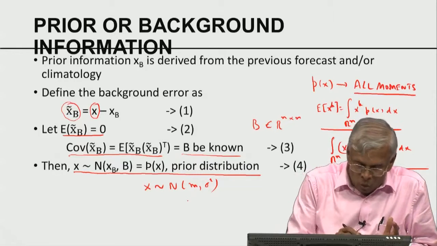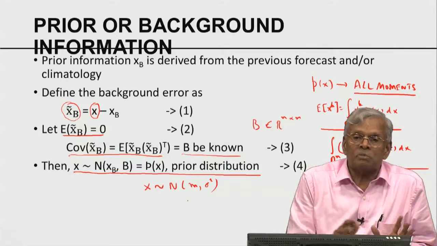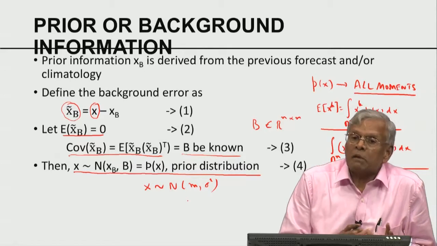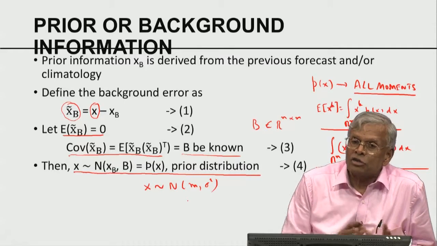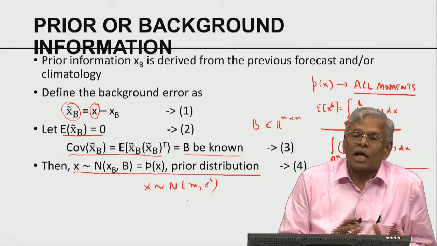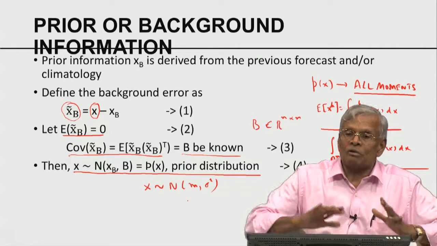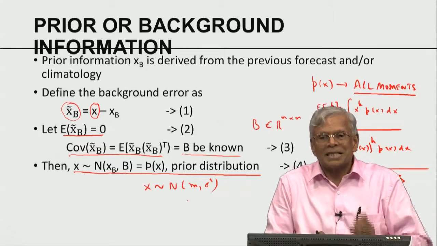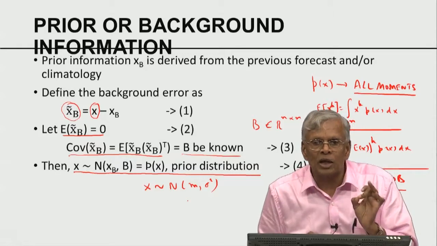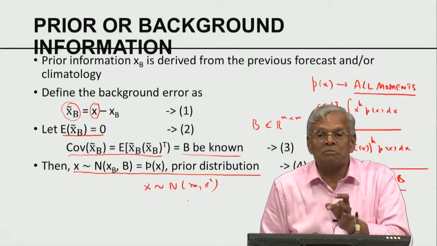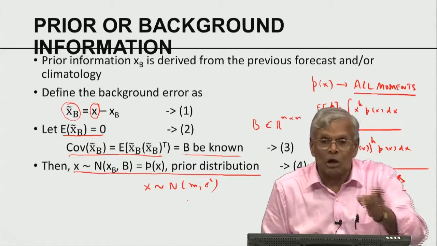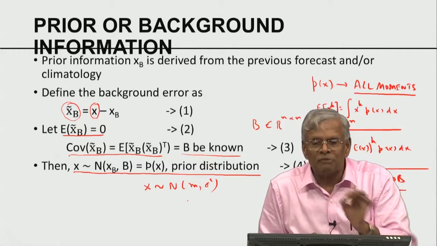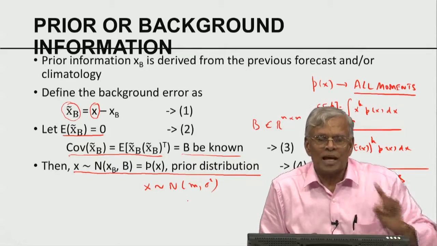So that is the reason why, even though we only know the first moment and second moment, we take a big liberty in assuming that the background is normally distributed with the mean xb and the covariance B. It is a bit of a stretch. All we know is only xb and B. To go from xb and B to normality with xb as the mean and B as the covariance is a leap of faith, but we oftentimes do that.